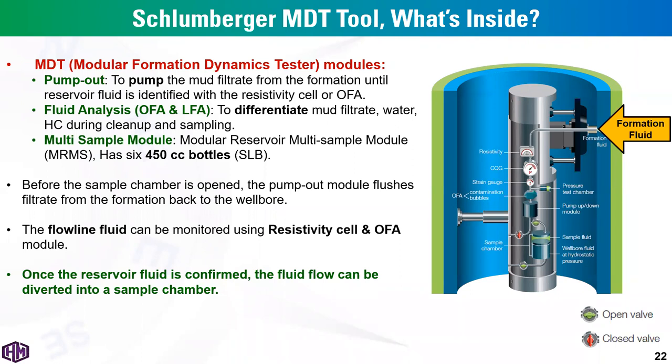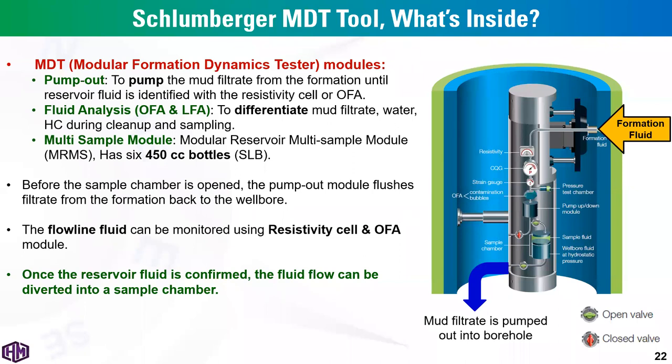As long as we are pumping out reservoir fluid, the fluid passes through the resistivity and density cell, and we can identify the contamination of the fluid using the optical fluid analyzer. While pumping out, the fluid is pumped into the borehole, because once we are pumping, the fluid sample becomes cleaner with time. At the first time we have the effect of invaded mud filtrate or drilling fluid at the starting time of the pumping. So this is the importance of the pump-out module.